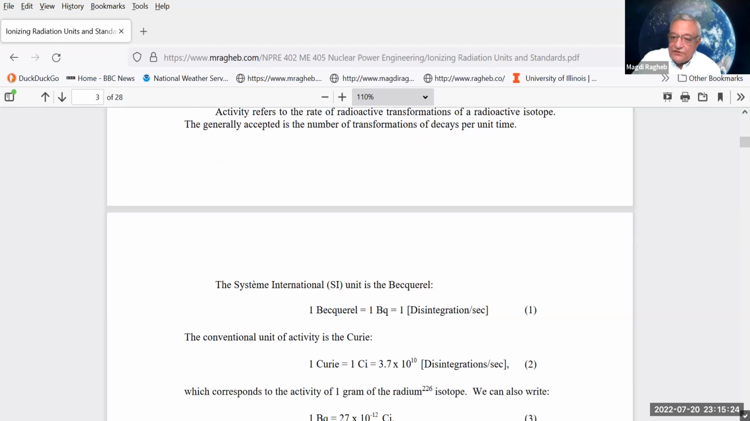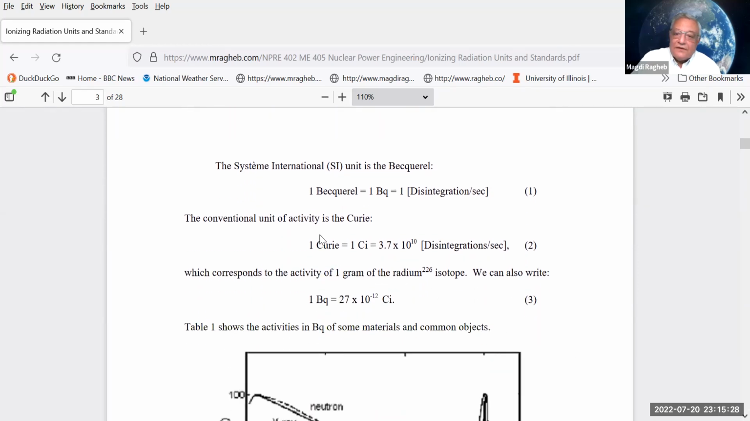In the conventional system of units, the unit is the curie, in honor of Marie and Pierre Curie, who did research on radioactivity, particularly on the ores of uranium, where they discovered, Marie and Pierre Curie, two new elements, radium as well as polonium, named after the native country of Marie Curie, who was born in Poland but lived in France. 1 curie is defined as the activity of 1 gram of the radium-226 isotope that Marie and Pierre Curie discovered.